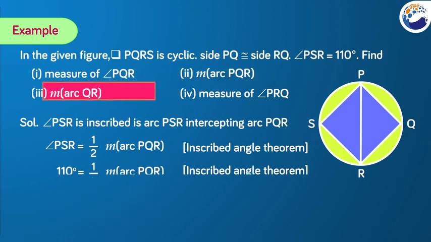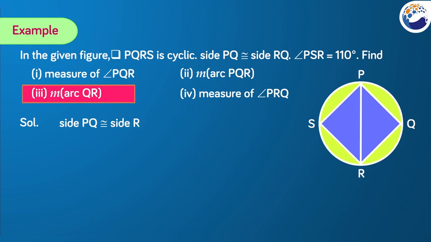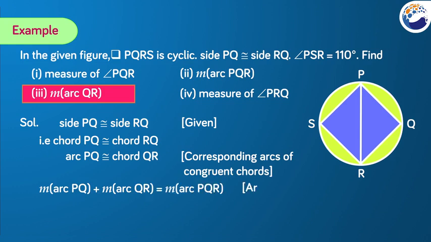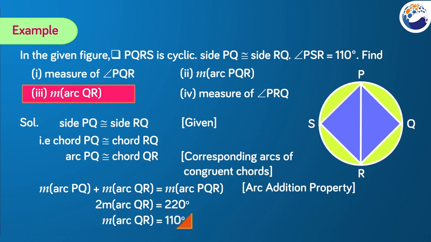Equation 2. Step 3: Side PQ is congruent to side RQ, given. That is, chord PQ is congruent to chord RQ. Arc PQ is congruent to arc QR, since corresponding arcs of congruent chords are congruent. The measure of arc PQ plus the measure of arc QR is equal to the measure of arc PQR, by the arc addition property. So 2 times the measure of arc QR is equal to 220 degrees. The measure of arc QR is equal to 110 degrees. Equation 3.